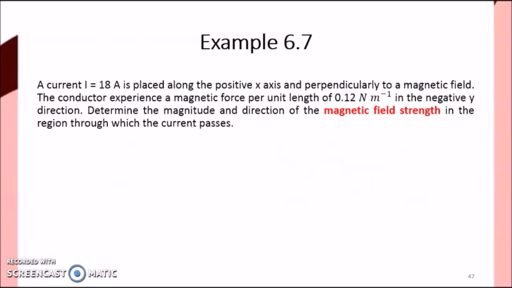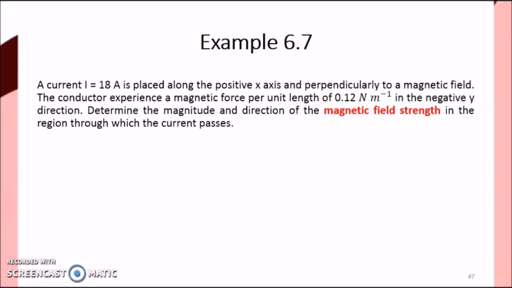Example 6.7. A current of 18 ampere is placed along the positive x-axis and perpendicularly to a magnetic field. The conductor experiences a magnetic force per unit length of 0.12 Newton per meter in the negative y direction. Determine the magnitude and direction of the magnetic field strength in the region through which the current passes. So for the magnetic field strength, we want to find B. We already have I. We also have F per L. So we want to find B.